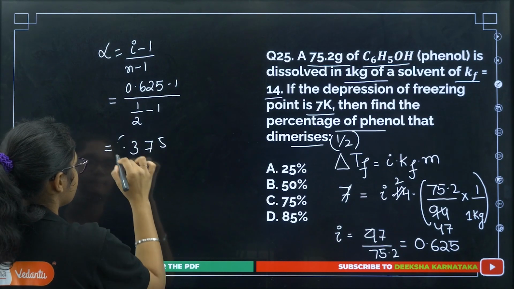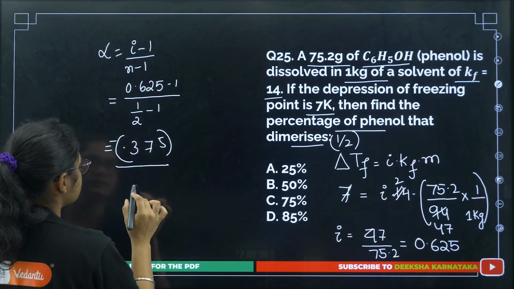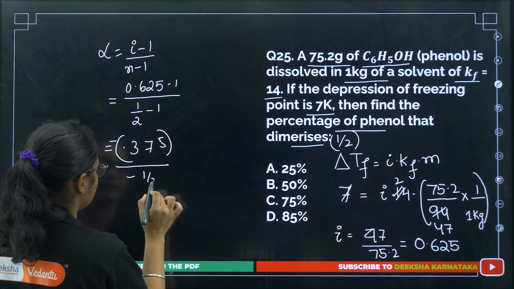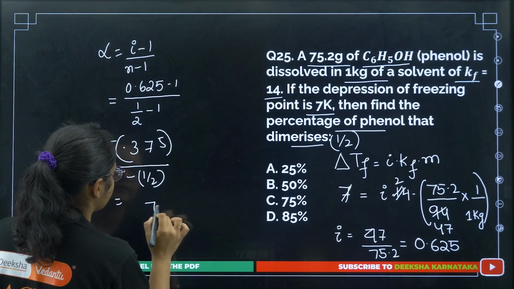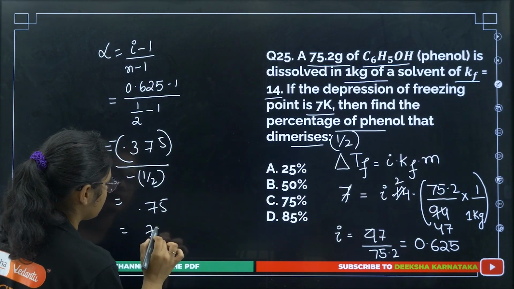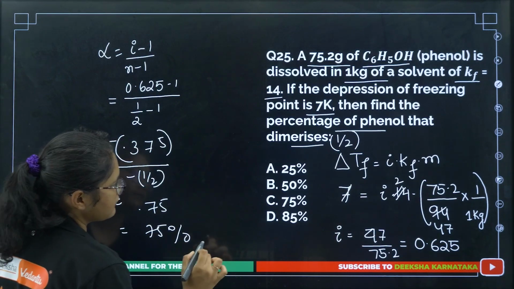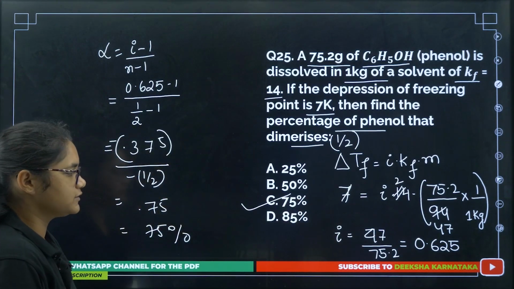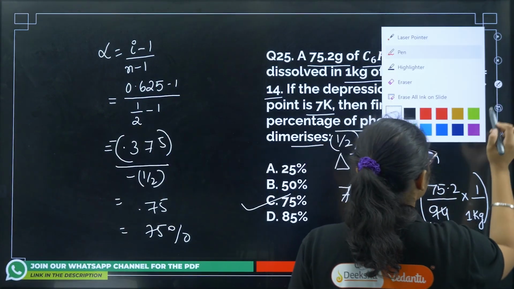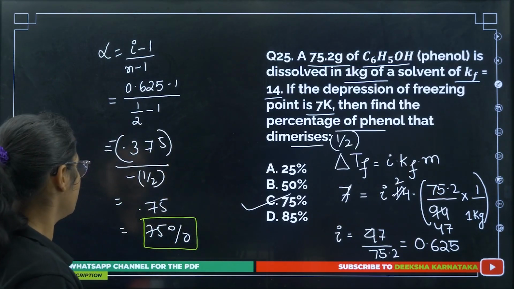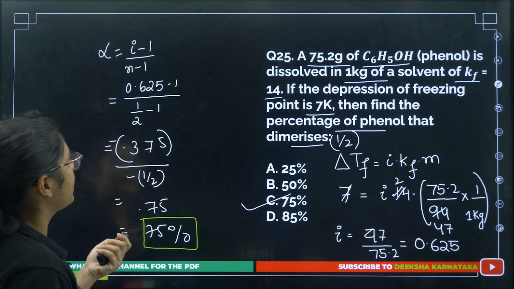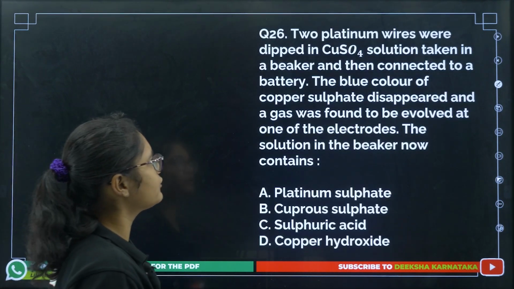Okay, then I have minus 0.375 and I have here minus 1 by 2. So if I take this and multiply, I'll get 0.75. So if we consider percentage, it will be 75%. Okay, correct answer for this question will be option number C, right? 75%. Okay, now next question, coming to electrochemistry.